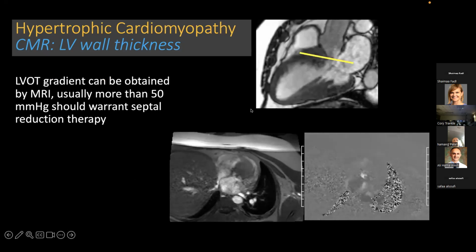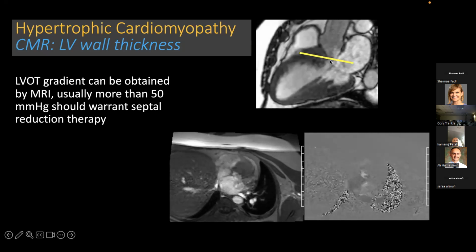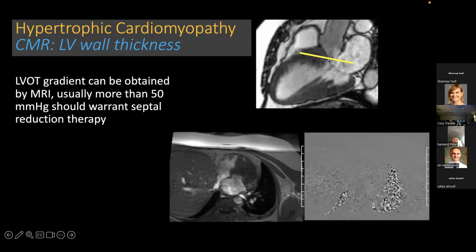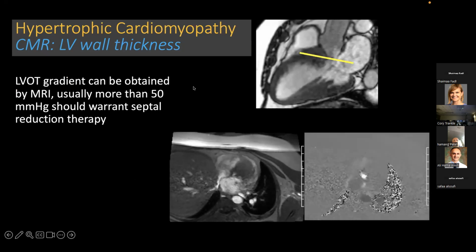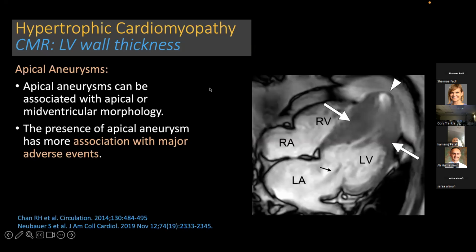the left ventricular myocardium. You can obtain the LVOT gradient, and usually more than 50 warrants septal reduction therapy and can be associated with increased adverse event risks. Another highlight is the presence or absence of apical aneurysms, particularly in patients with apical variant or mid to apical variant HCM. In those patients, the presence of an apical aneurysm is reported to be associated with major adverse events or a risk of sudden cardiac death, such as in this patient.